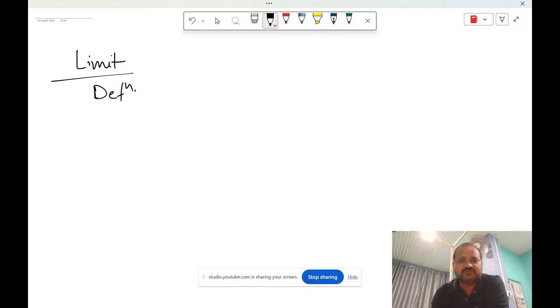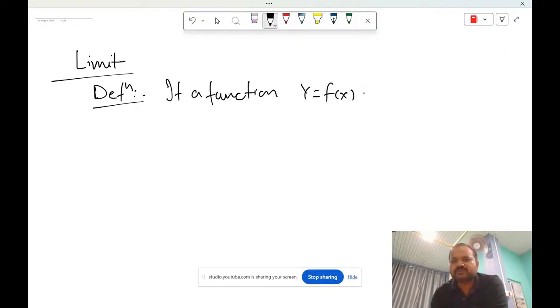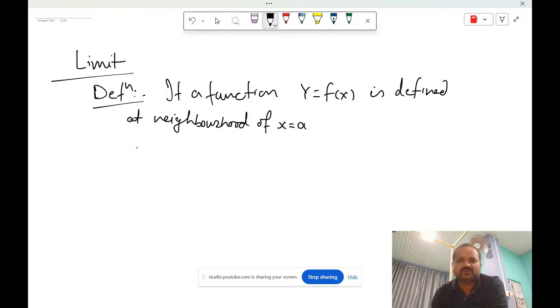So what is the definition of the limit? The limit definition is: if a function y is equal to f(x) is defined in the neighborhood of x is equal to a, what is the meaning of this? It means at the point, the LHL, it is called the left hand limit.